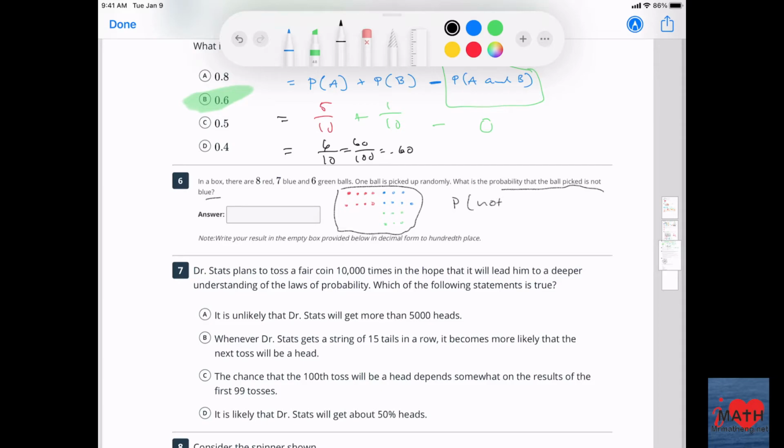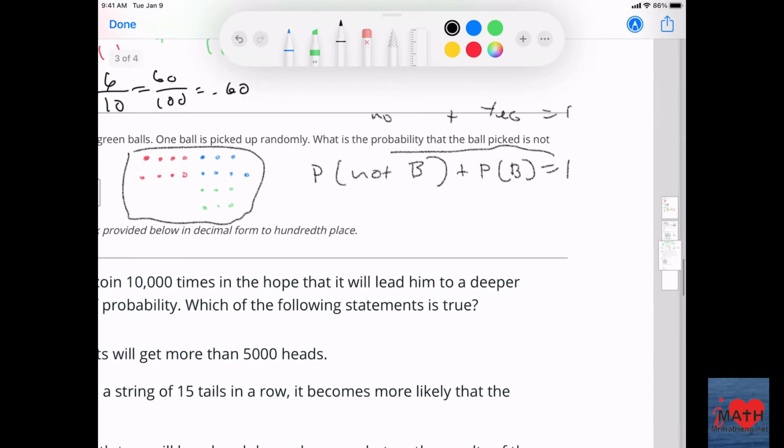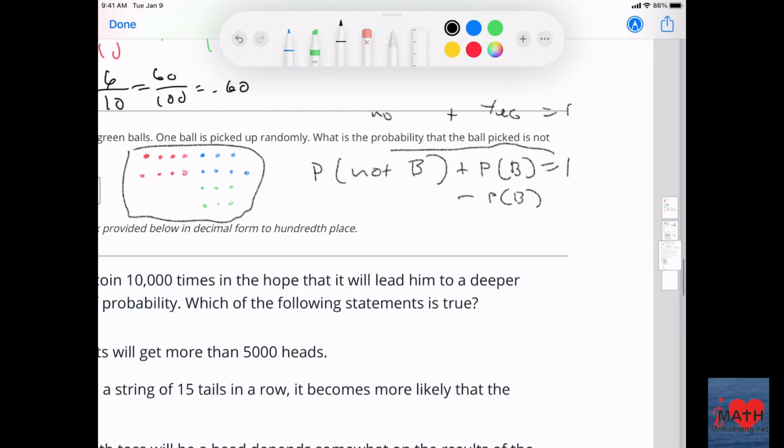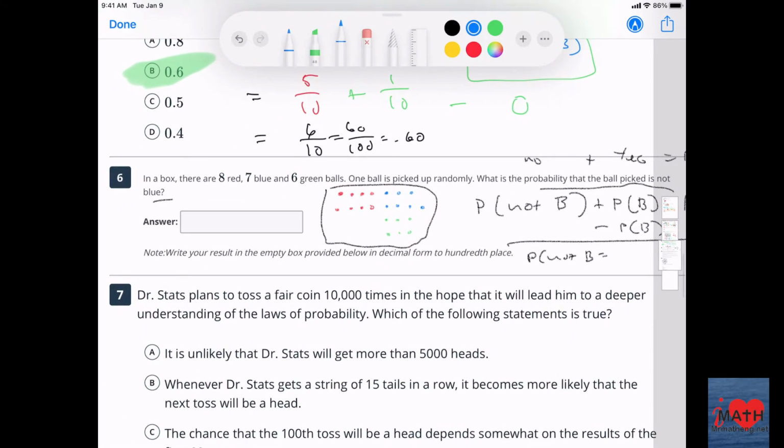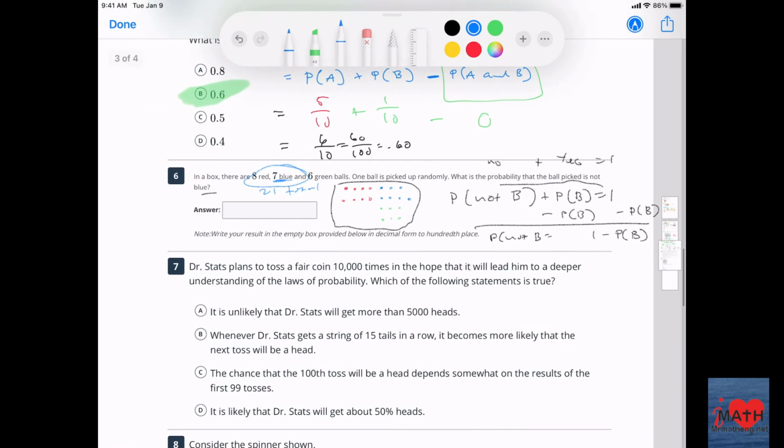Probability of not blue. Okay, so remember, the probability of not blue plus the probability of blue equals 1, right? Remember, this is back to my idea that no plus yes equals 1. And these are complementary ideas. So if I'm trying to solve for not blue, I can just subtract the probability of blue, and the probability of not blue is actually equal to 1 minus that. And this is the idea of complementary events, okay? So if I just figure out what's the probability of blue, well, there are 21 total, and there are only 7 blue.